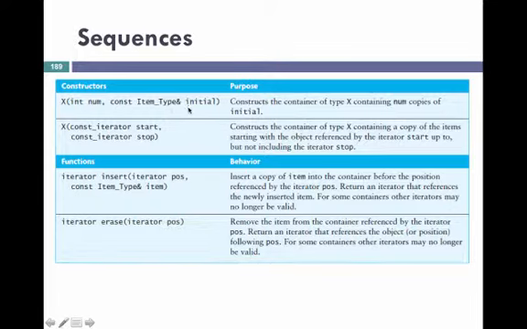Now for sequences, here's a constructor. It constructs the container of type X containing num copies of some initial value. Here's a constructor that constructs the container of type X, and it'll have a copy of the items starting with the object referenced by this start iterator up to but not including the stop iterator. So two constructors, and here's an insert and an erase method that take an iterator as a parameter, and then they return an iterator as the result.